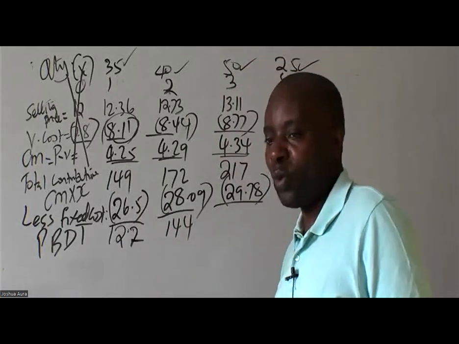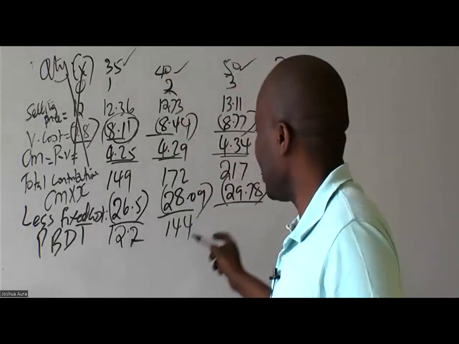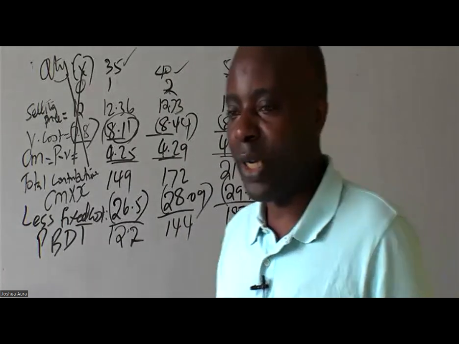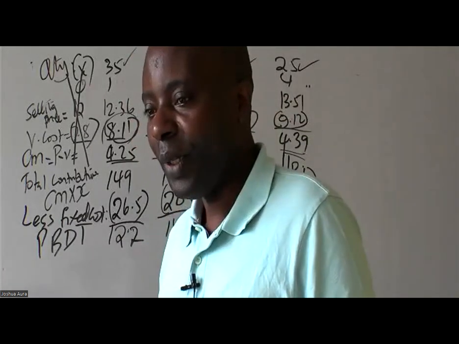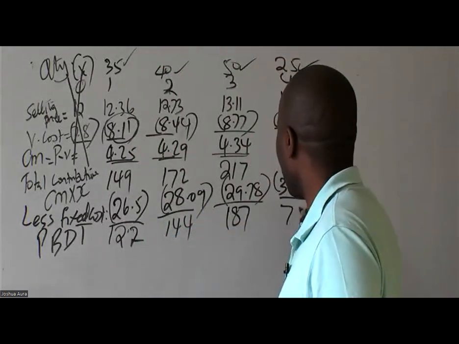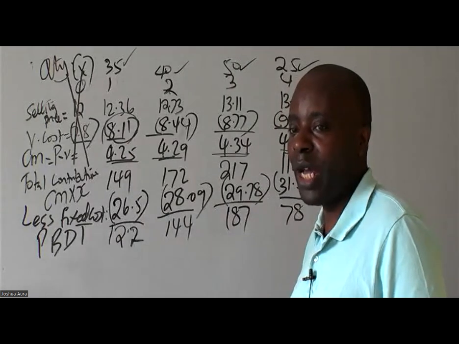Hapa year 3 je tuko na nini? Somebody year 3, 187. Alafu year 4 tuna nini? Year 4 tuko na 78. Thank you so much. So now, having gotten this profit before depreciation and tax, what do you think will be the next thing to be done?